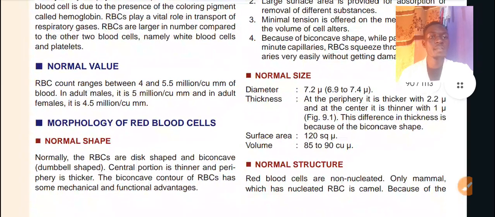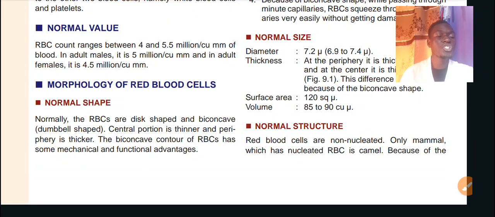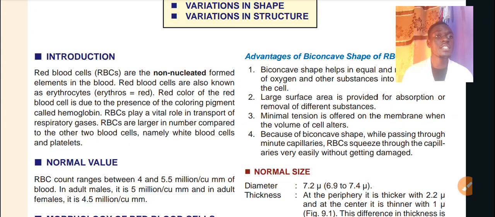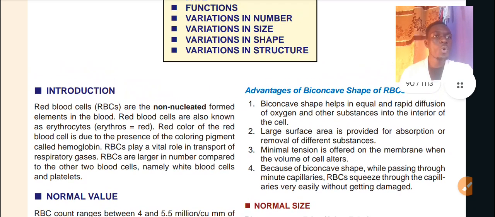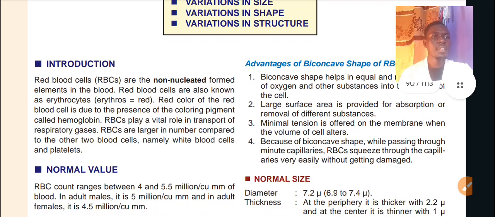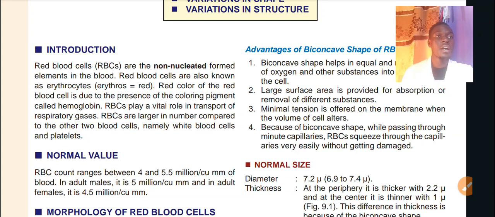Now, what do the red blood cells look like? The red blood cells are biconcave-shaped discs. They are thinner in the middle portion. However, their periphery is thicker. That biconcave shape is very useful because it helps in the equal and rapid diffusion of oxygen and other substances into the cell. Remember that the middle is thin, therefore there is rapid and easy diffusion. It also provides a large surface area for absorption or removal of different substances.